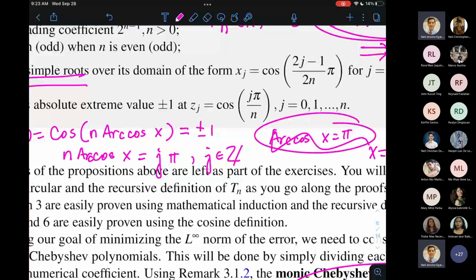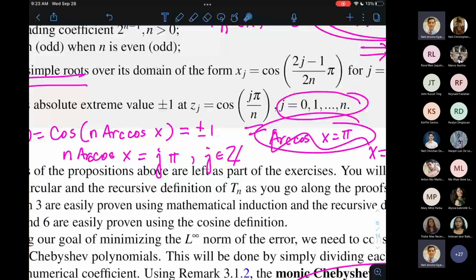Kukunin ko yung cosine ng both sides. Magkakaroon ako ng x equals cosine ng j pi over n. Tapos restricted na siya from 0 to n kasi bakit? Bakit siya restricted? Bakit hanggang kay n na lang? Bakit restricted tayo j going from 1 to n? E dito, di ba si j ay pwedeng maging integer? Kahit anong integer.